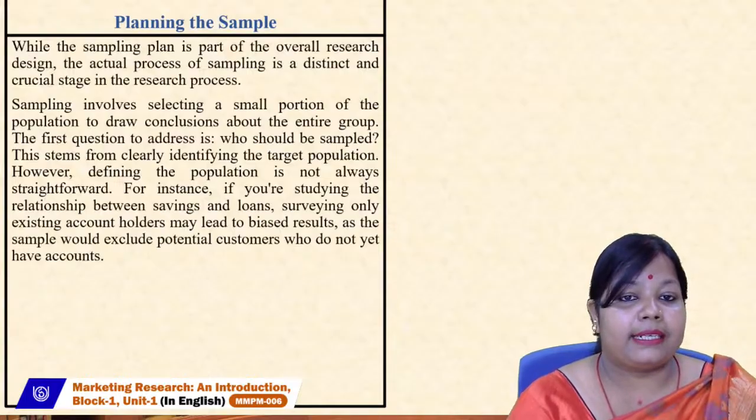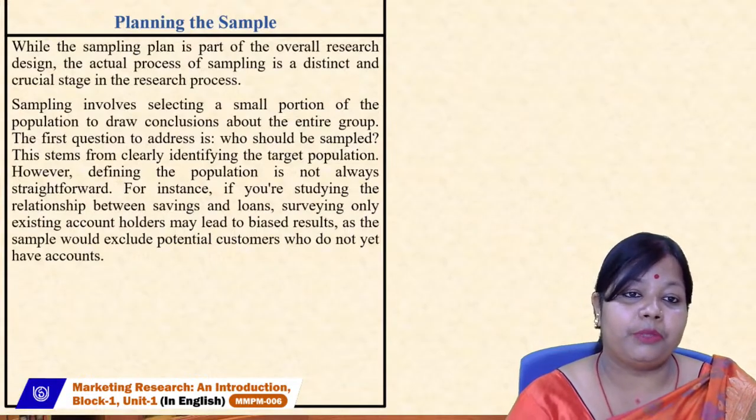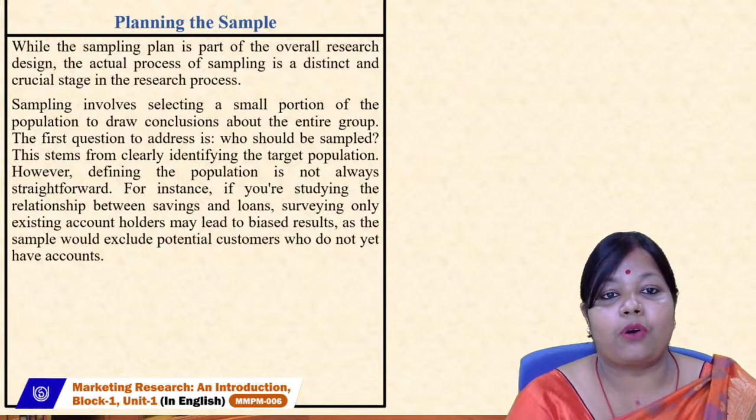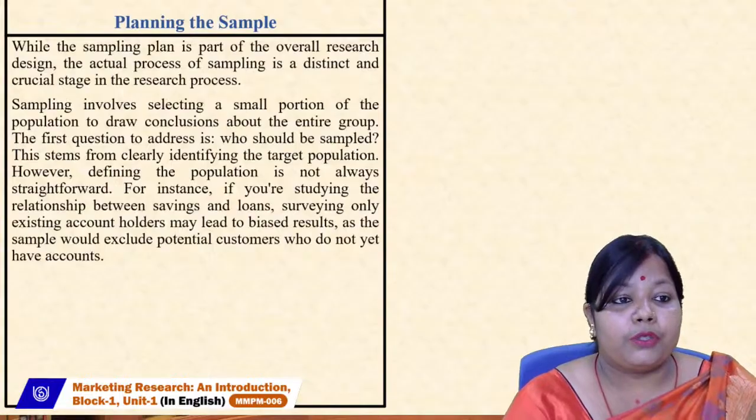Sampling involves selecting a small portion of the population. We can also say a sample is a subset of the population. Population is a vast concept, whereas the sample is a very small part, but it carries all the characteristics of the population. So we are using sampling here to draw conclusions about the entire group.